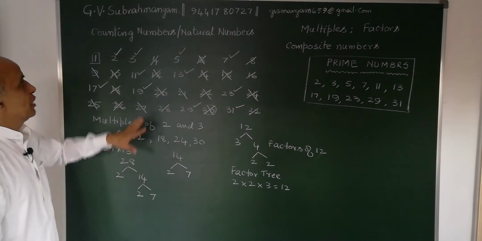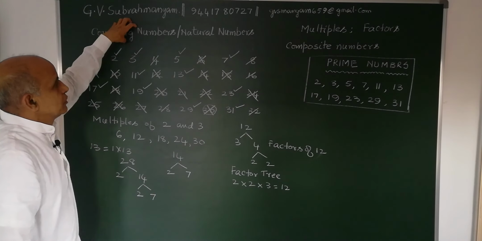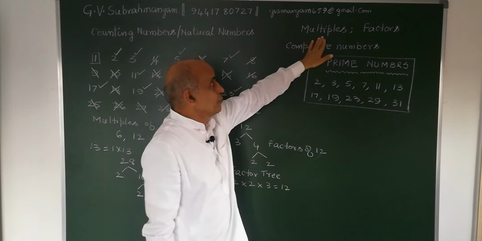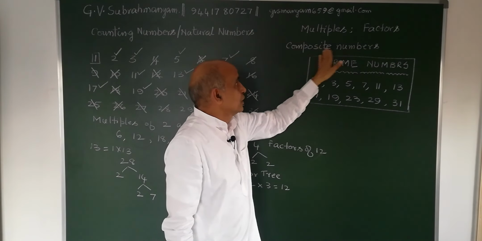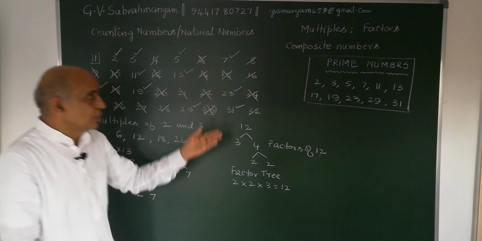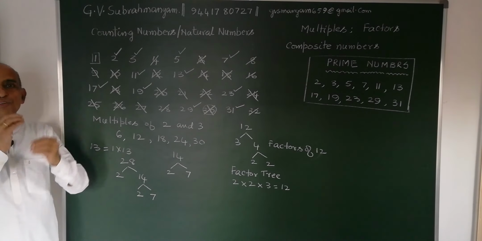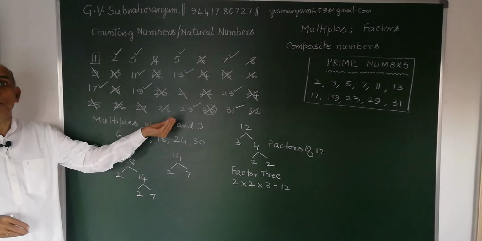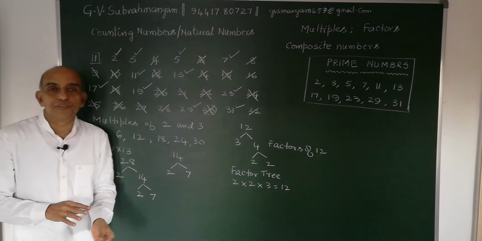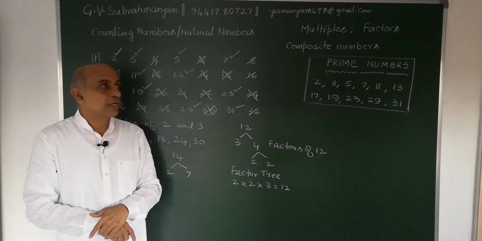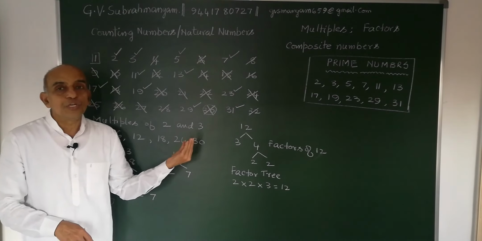So dear children, we have seen what counting numbers are. The same are also called natural numbers. Then what are multiples? What are factors? What are composite numbers? What are prime numbers? In the coming classes, I will give some puzzles on prime numbers. We can make some statements. We can make equations on prime numbers. Okay. So like this you can do it yourself.